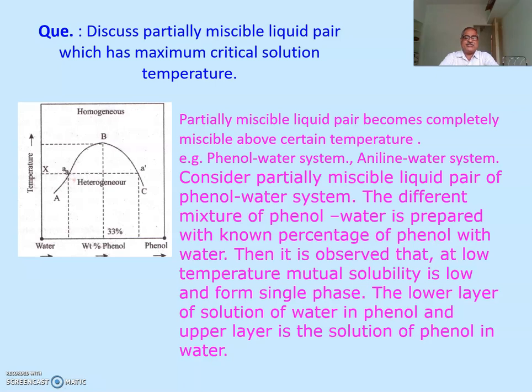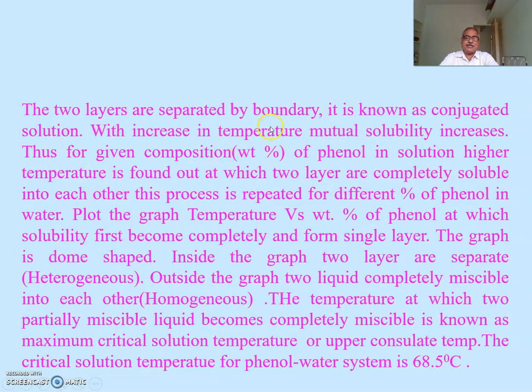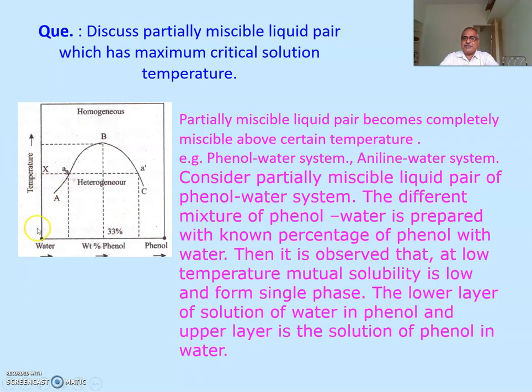At lower temperature you get two layers: the lower layer is a solution of water in phenol and the upper layer is a solution of phenol in water, and the two layers are separated by a boundary. These are known as conjugate solutions. With increase in temperature, mutual solubility increases. Thus, for a given composition by weight percent of phenol in solution, a higher temperature is found at which the two layers are completely soluble in each other. Then plot the graph of temperature versus percentage of phenol, and the nature of the graph is dome shaped, and point B is known as the critical solution temperature.